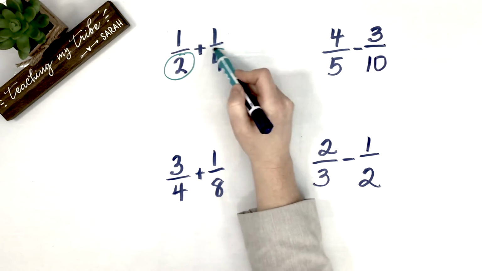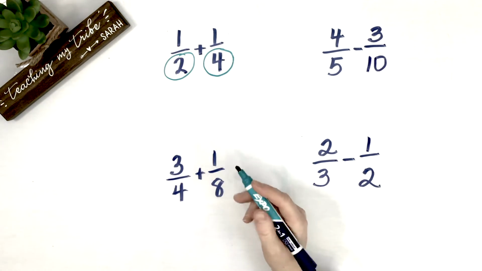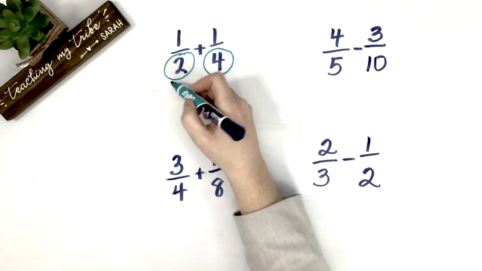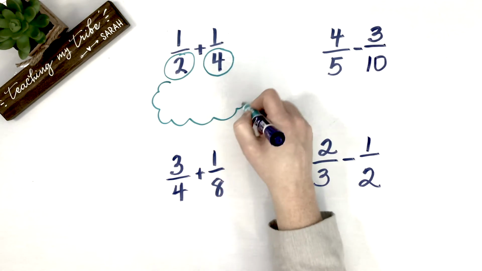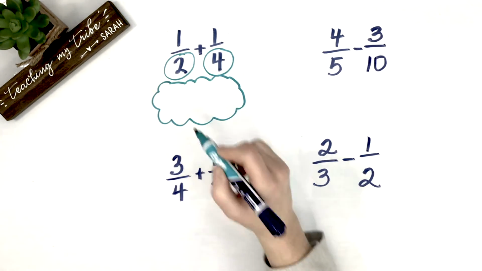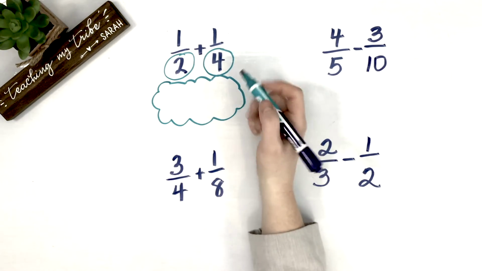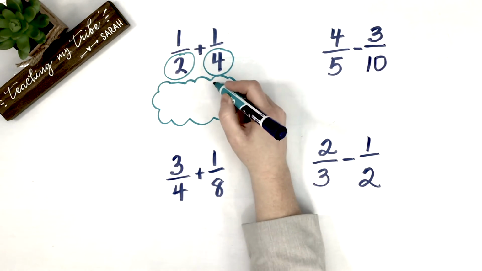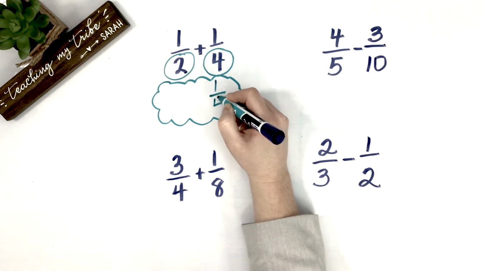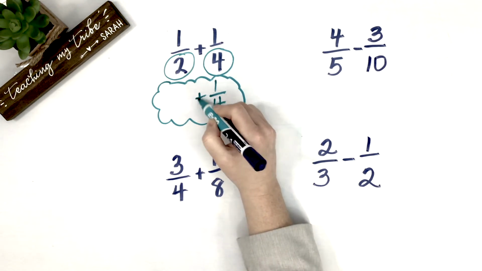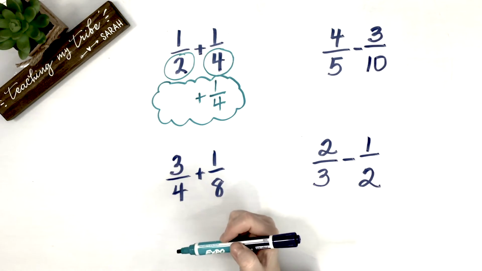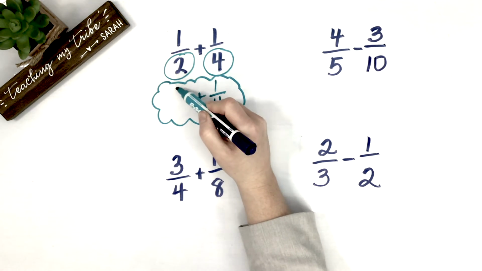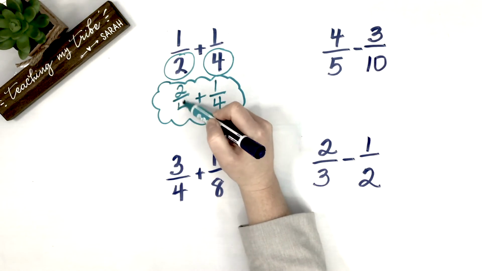So the least common multiple between 4 and 2 is 4. This is just what I'm thinking. Ideally, you wouldn't have to write this down, you could just think this. Since I'm going to use 4 as my common denominator, this one doesn't have to change because it already has a 4. So really I just have to deal with this 1/2. 1/2 is equivalent to 2 quarters.